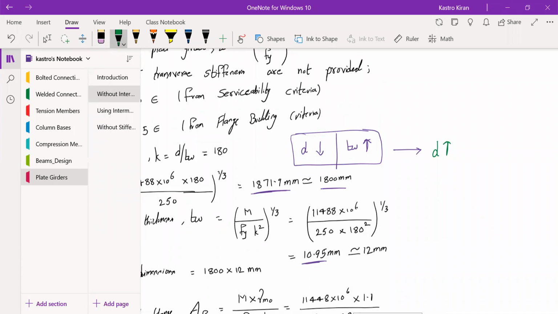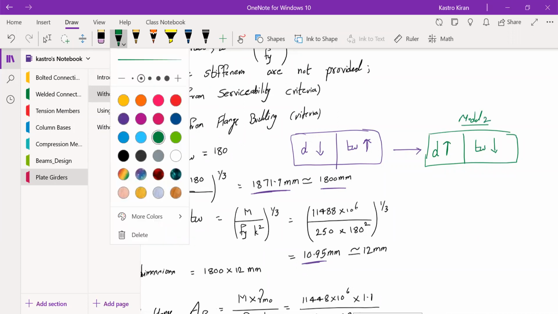This logic is very important to solve the model 2 problem. So this applies to the model 2 problem, that is when you are using intermediate transverse stiffeners. And the first case applies to the model 1 problem, that is this one.